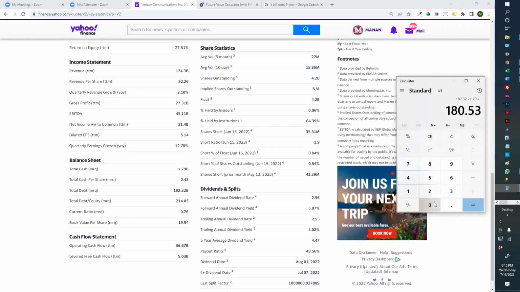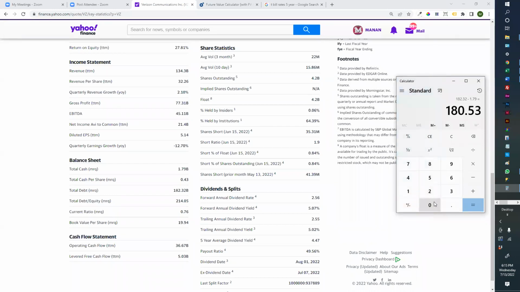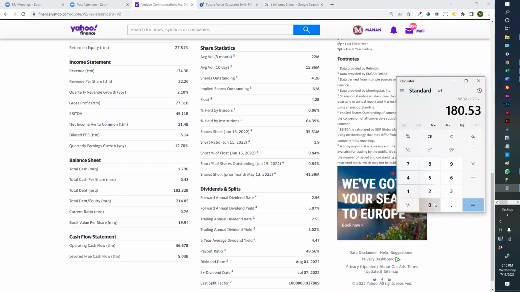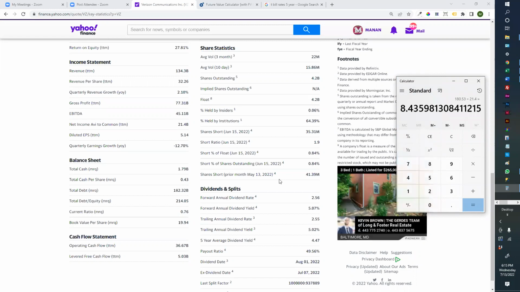The only good thing about AT&T and Verizon is they have very good cash flow because there are only 3 major wireless carriers. T-Mobile is now merged, Verizon and AT&T. So they have good cash flow, but they have a lot of debt. If you see, the net income is 21 billion. If you divide the debt by the net income of 21.4, they are borrowing almost 8.5 times their net income.